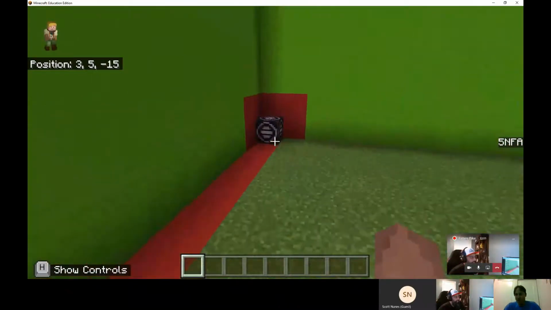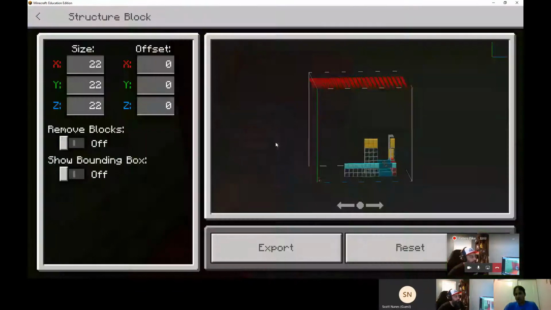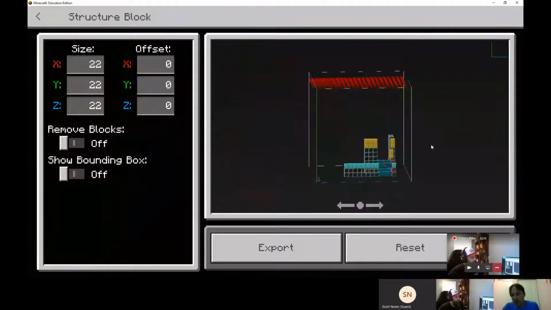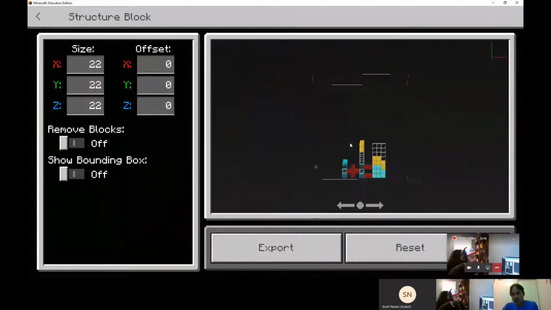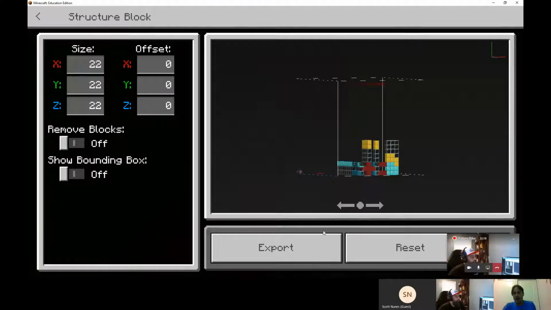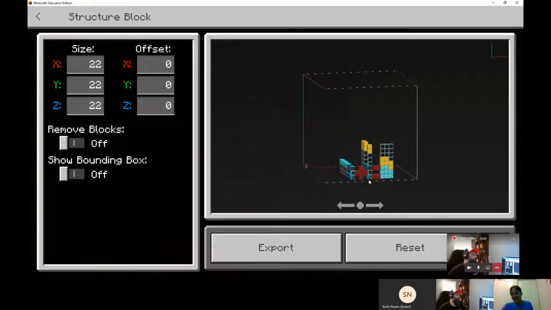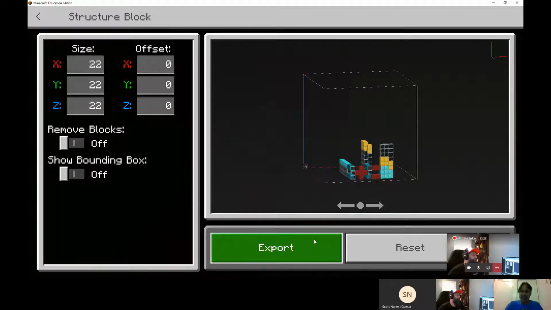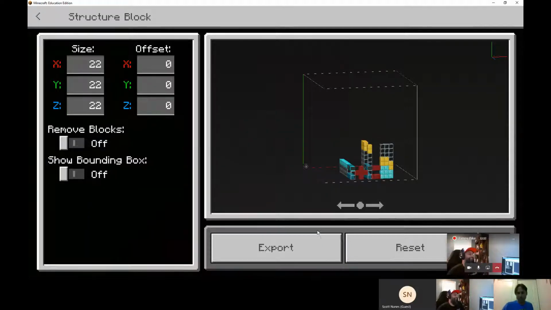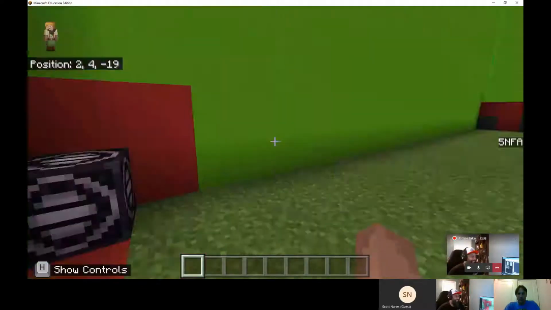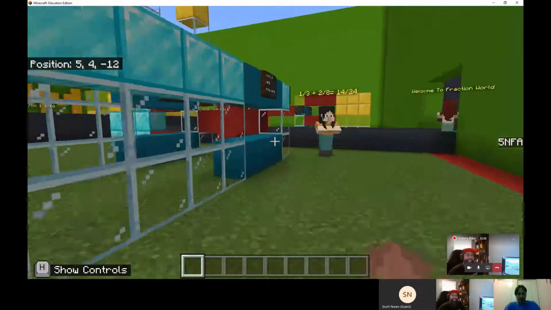You see these blocks in the corner? Yeah, I was wondering about those. These are structure blocks. What this does is it gives you a file that you can export and 3D print. Whoa. And look how easy that is. I just build and I hit export. That's amazing. So this is the observation room.